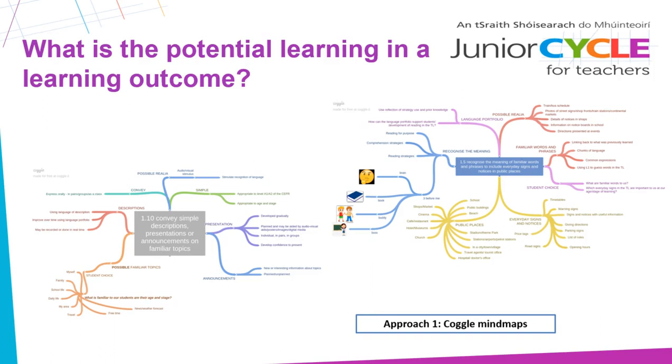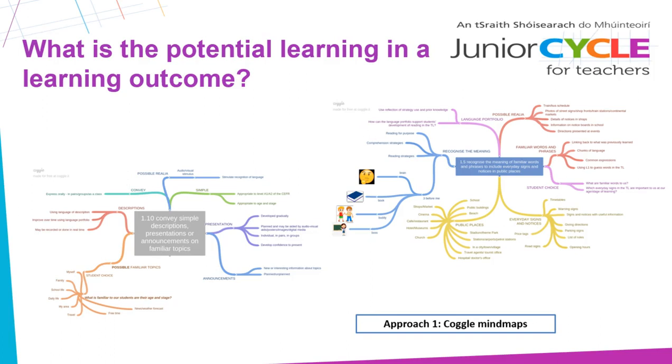As we examine a learning outcome, we start by looking at the verb or verbs in the first part of the learning outcome, which is the core of the learning outcome. In 1.5, the verb is recognize. What learning is involved in recognizing the meaning of words and phrases in the target language?